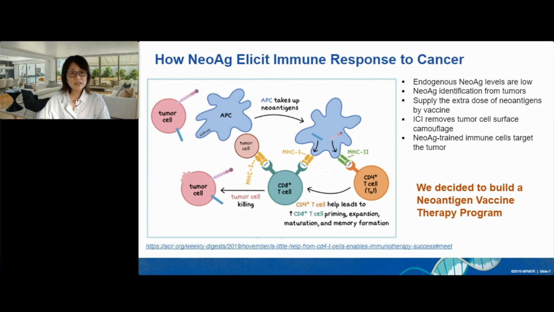However, the endogenous neoantigen levels are often very low. So if we could identify what neoantigens a patient's tumor has and supply the extra dose by vaccines, these synthesized neoantigens will train the immune system to look for tumor. And when ICB removes the tumor surface immune checkpoint signals, the trained immune cells can readily target the tumor. So at Mayo Clinic, we decided to build a neoantigen vaccine therapy program.